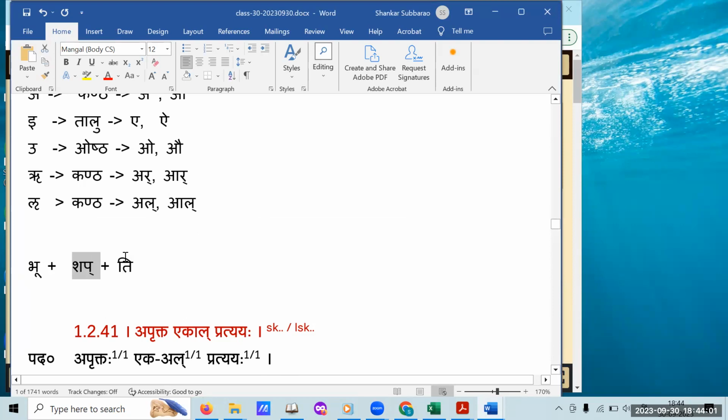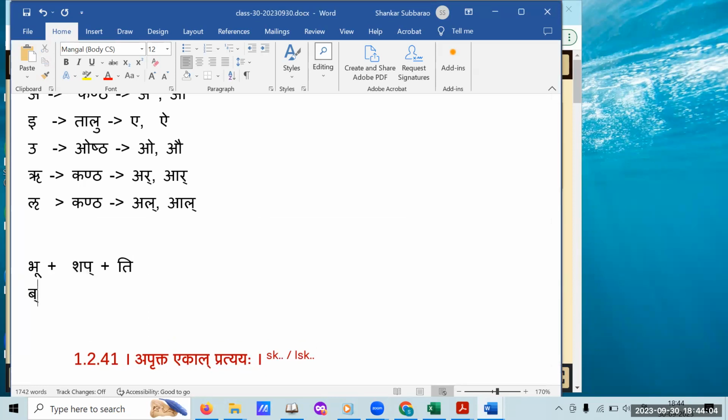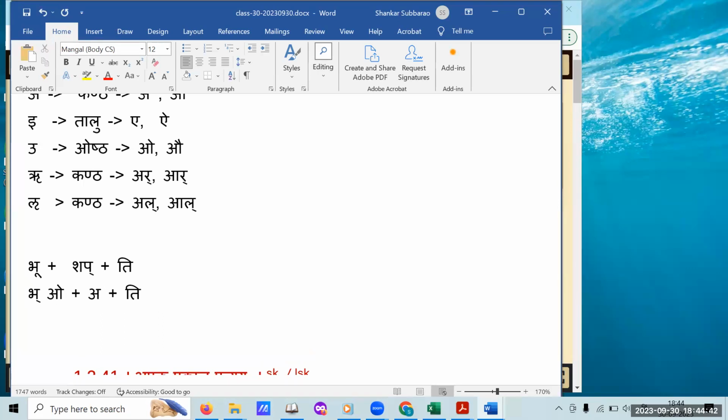So when it causes guna, what will happen? Bhu will become what? What is guna for u? O. So it will become O. What is the content of shap? When I say content, you have to be cautious. Now, what is shap? You have to remove the letters by lashakvataddhite, and halantyam will remove pa. What is remaining after that? Ti. Now, this is Bho plus a plus ti.